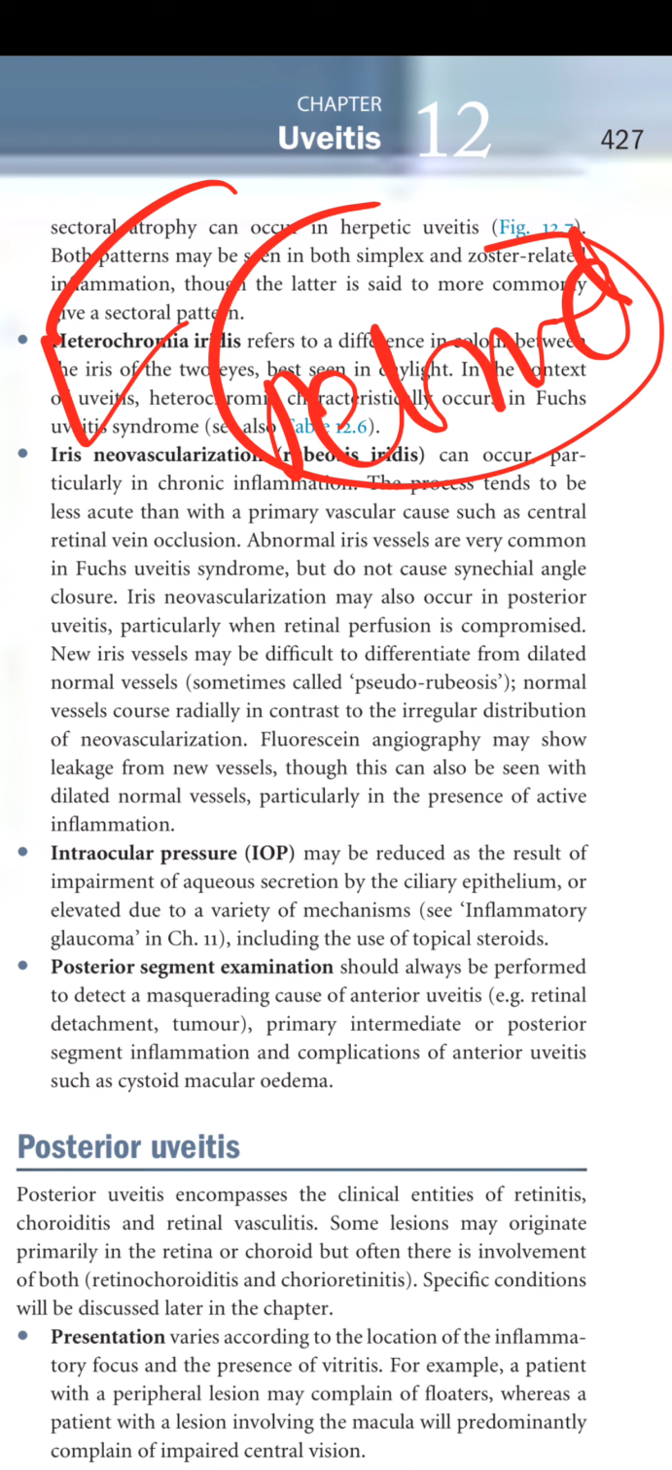New iris vessels may be difficult to differentiate from dilated normal vessels, sometimes called pseudorubeosis. Normal vessels course radially, in contrast to the irregular distribution of neovascularization.